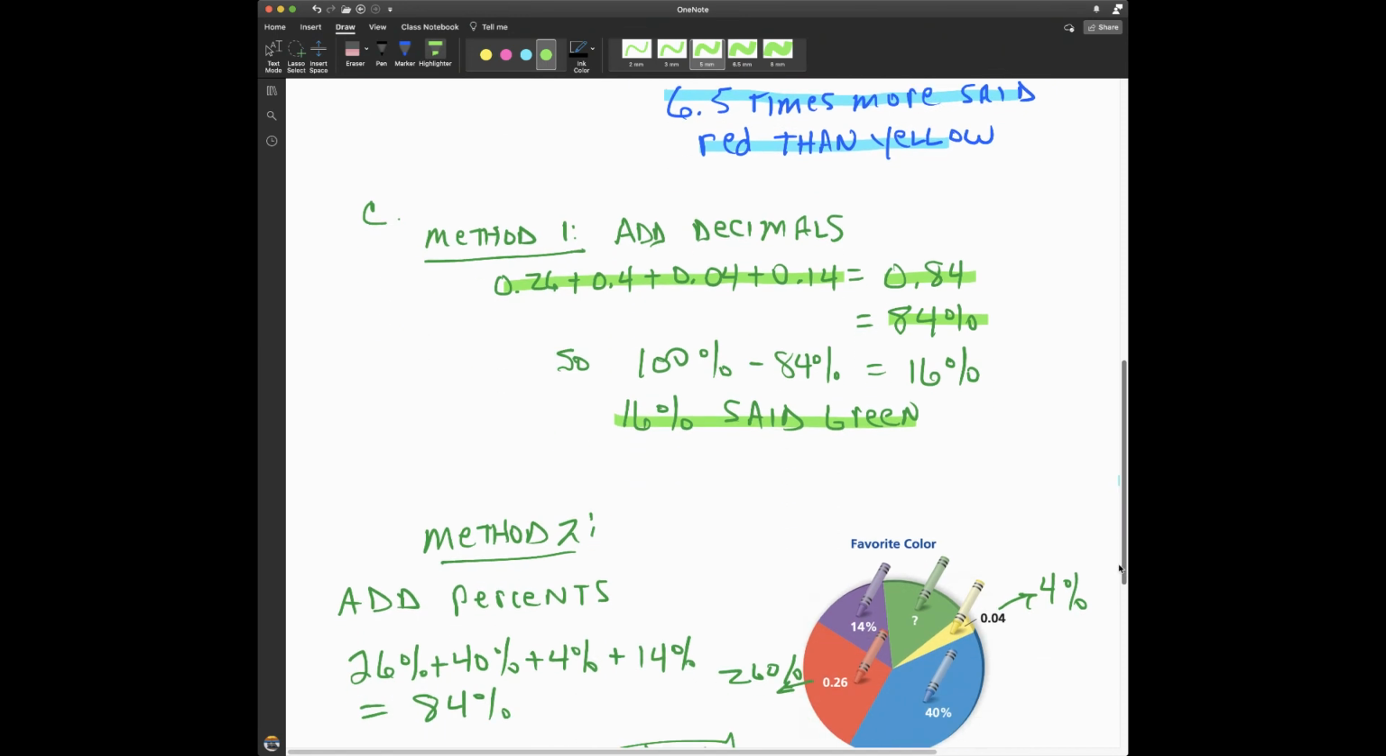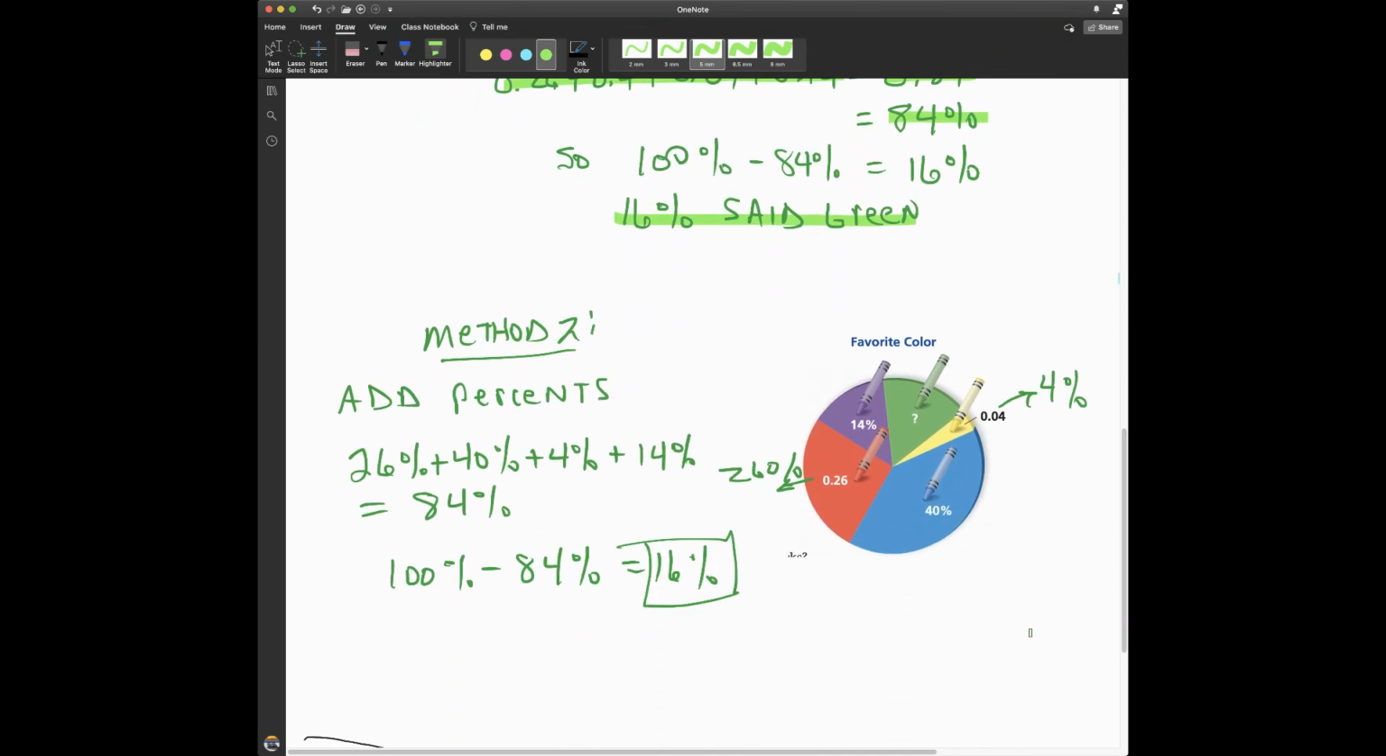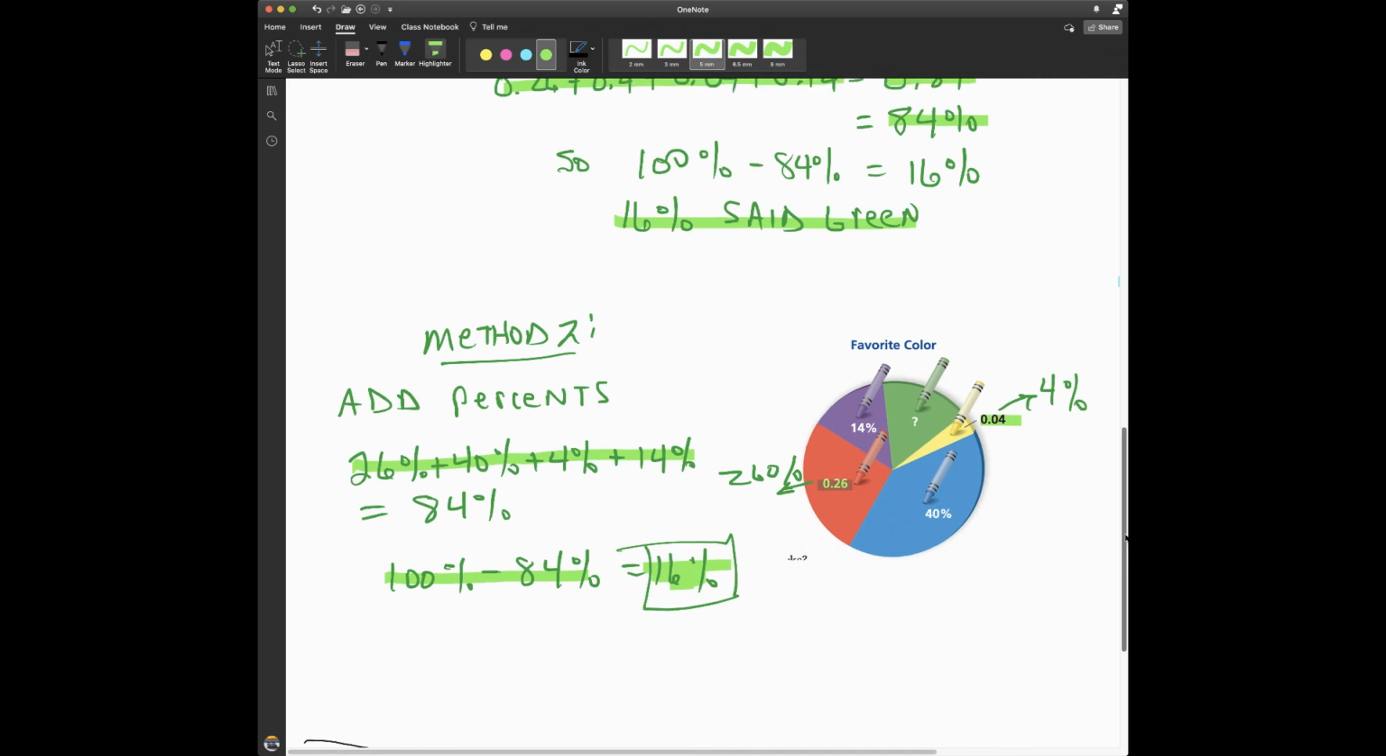Let's look at a different way we could have done that, and that is add percents. So now I change my decimals into percents, and I add them all together, and I just get 84%, which I subtract from 100, and I get 16% again. So which one would you prefer? If I'm looking for percents, I think I want to change everything into percents. That way I don't have to do anything at the end. My answer is a percent, but it's totally up to you.